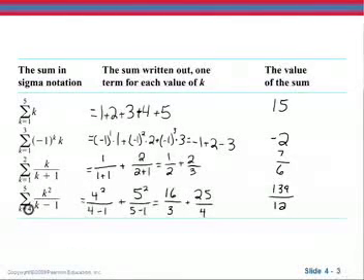Okay, so this big symbol just means sum. This tells you where to start, where to end, and you just plug in each integer between this starting point and this ending point and add up the terms.